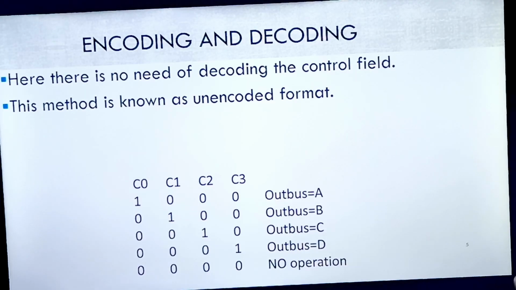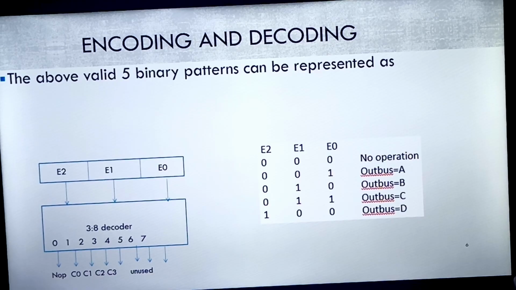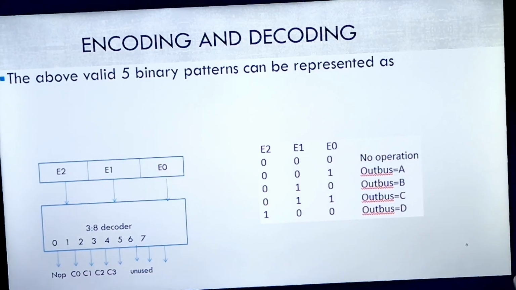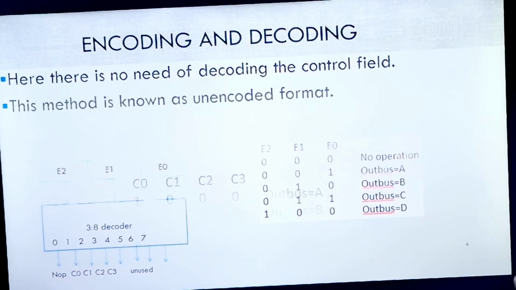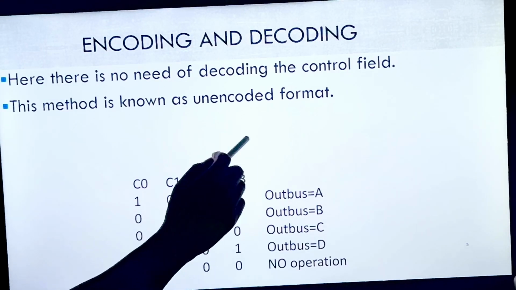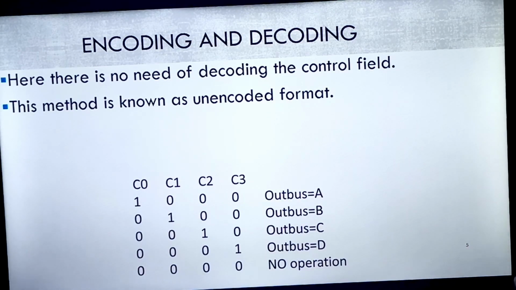So what is the alternate way? The alternate way is to arrange in encoded form. Encoded form means, see here, say I have a total of 8 control signals in my application. In unencoded form, how many bits do I need? 8, to represent all the control signals, right?